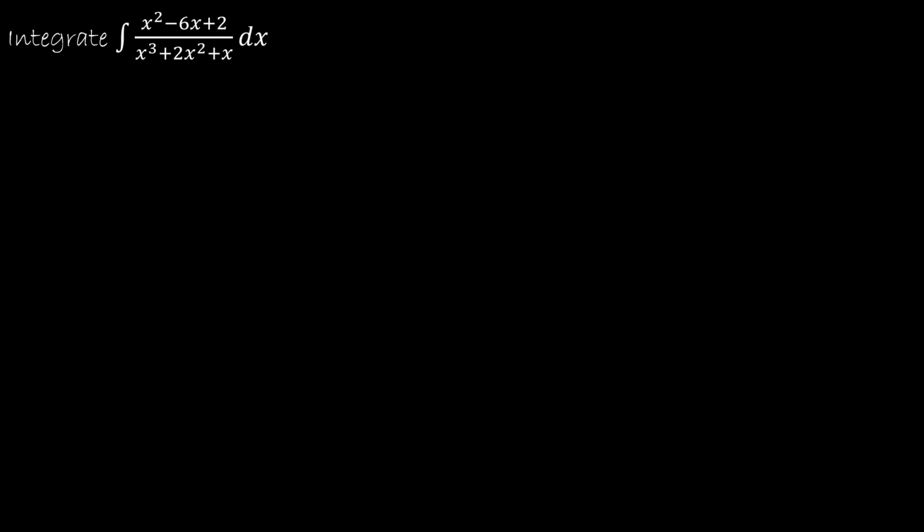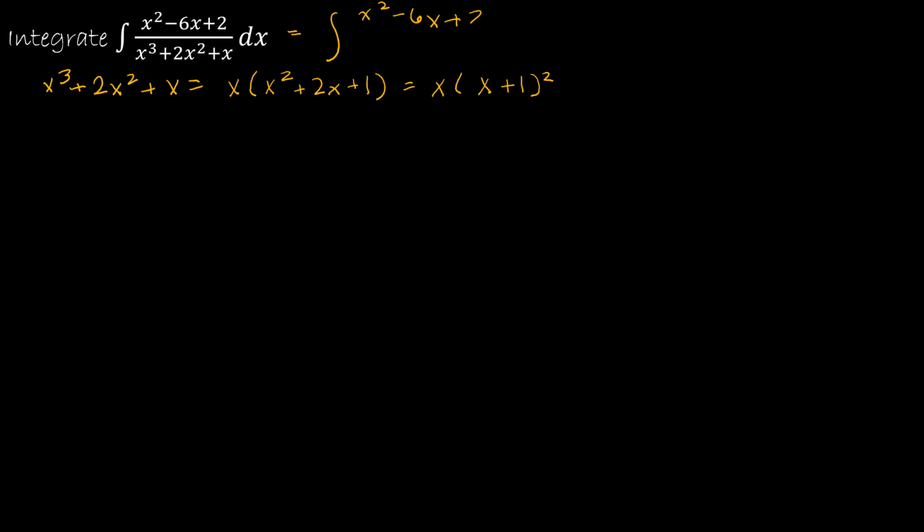The first thing I would do is look at the denominator, x cubed plus 2x squared plus x, and I want to factor that. So I don't need to worry about trying to factor the numerator, but the denominator, I would first take an x out of everything, and then factor what's left over, which would give me x plus 1 quantity squared. So that means my integral is now x squared minus 6x plus 2 divided by x times x plus 1 quantity squared dx.